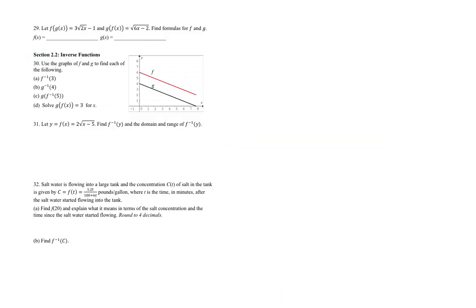All right, so now we are on number 31. It says, let y equals f of x equal 2 square root of x minus 5. So I want to find f inverse of y. Okay, so let's write our function out. So we have y equals 2 square root of x minus 5. And now I want to solve that for x to get my inverse function.